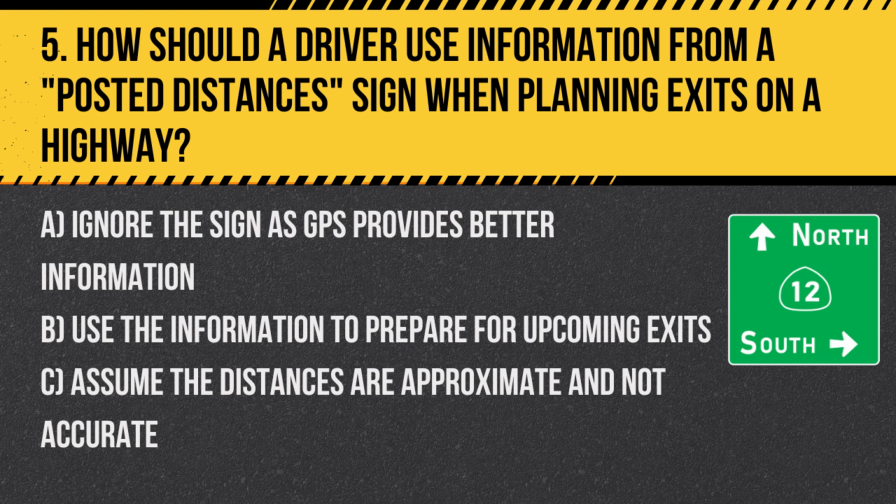Question 5. How should a driver use information from a posted distances sign when planning exits on a highway? A. Ignore the sign as GPS provides better information. B. Use the information to prepare for upcoming exits. C. Assume the distances are approximate and not accurate.